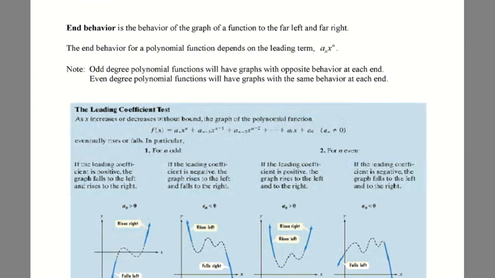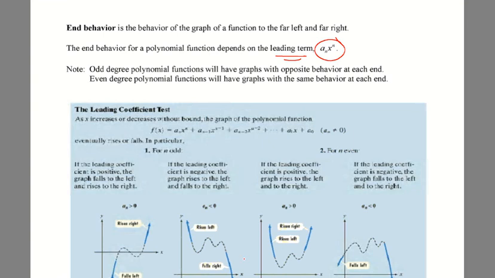So let's first talk about end behavior. When we're asked to determine end behavior, we're trying to determine the behavior of the graph of the function to the far left and to the far right. And the end behavior for a polynomial function can be modeled by the leading term. However the ends of that leading term would behave is how the ends would behave for the polynomial function. If the leading term is an odd degree, then the ends will have opposite behavior. If the polynomial is an even degree polynomial function, that first leading term is an even degree, then the ends will behave the same.